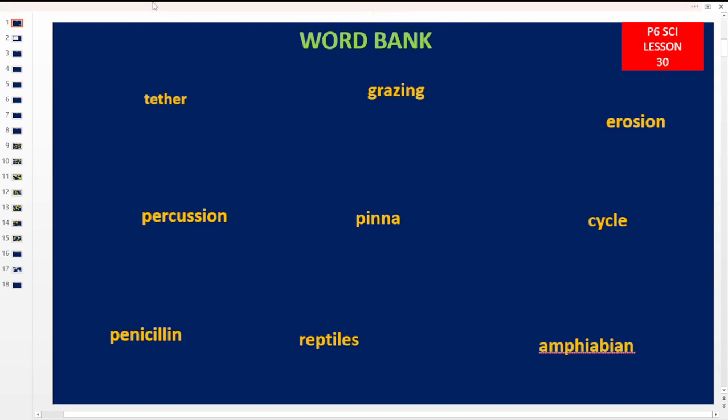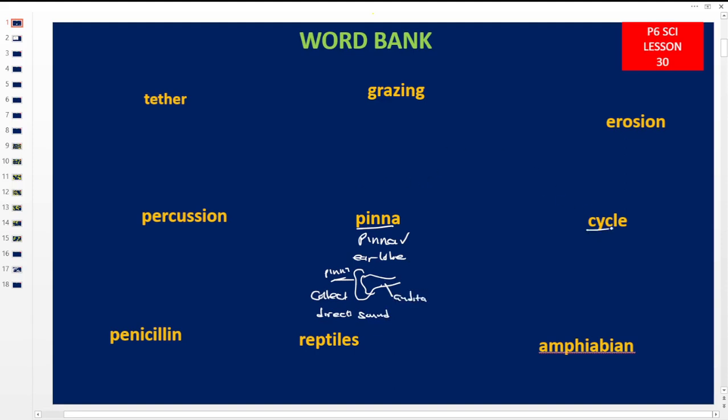As usual, we are going to start with our word bank, and this is lesson 30. Our first word is read as pinna. If you don't call this one pinna, it is also called the ear lobe. This is the part of the outer ear, if you remember the parts of the ear, and its function is to collect and direct sound waves into the ear, whereby this is the auditory canal.